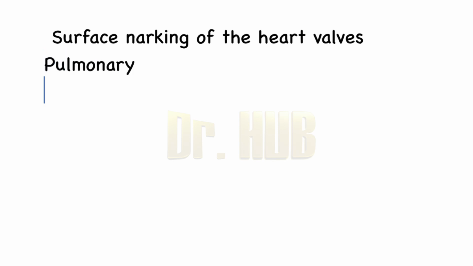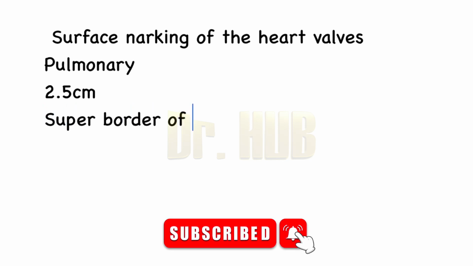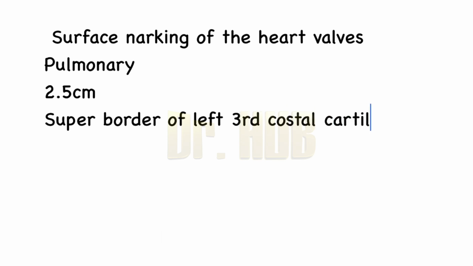Surface marking of the heart valves. First is the pulmonary valve. In the pulmonary valve, the horizontal line is approximately 2.5 centimeters long, and it is over the superior border of the left third costal cartilage.